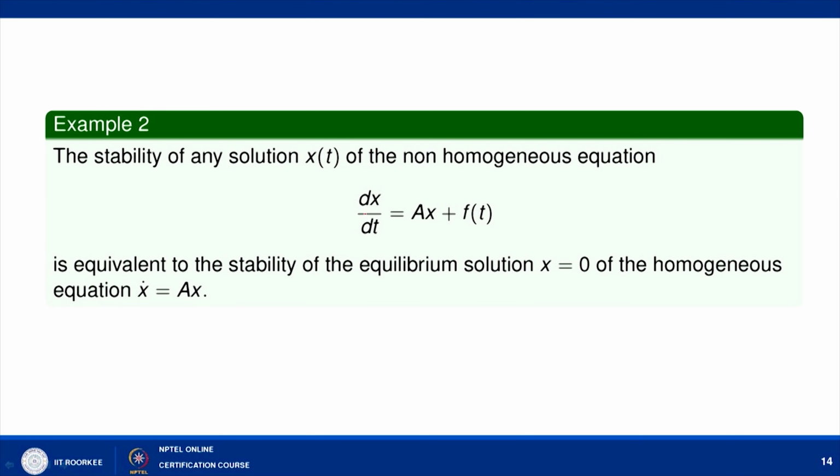So, please recall, if eigenvalues have non-positive real part and corresponding to 0 real part, the algebraic multiplicity is equal to the geometric multiplicity, then every solution is a stable solution. And if at least one of the eigenvalues has positive real part, then all the solutions are unstable solutions. So, that is what we have discussed from this theorem.